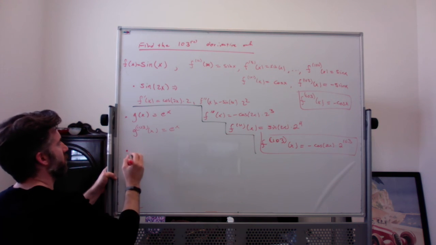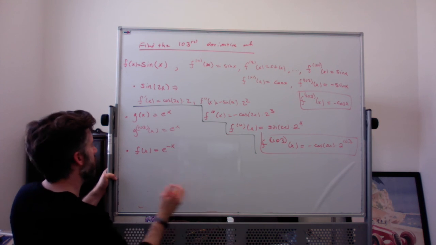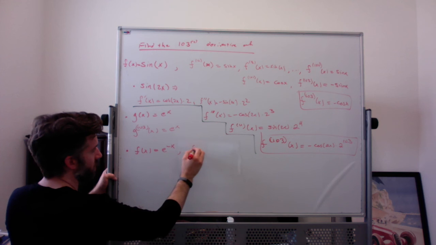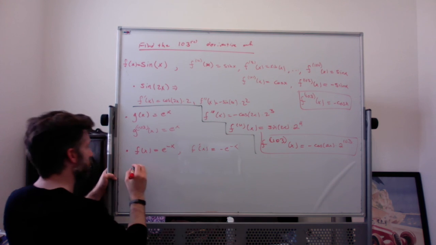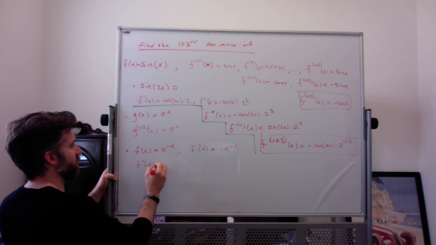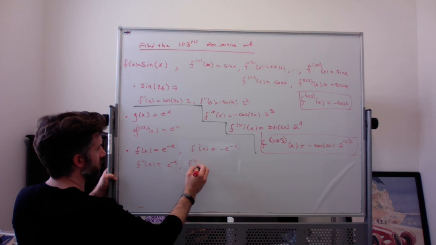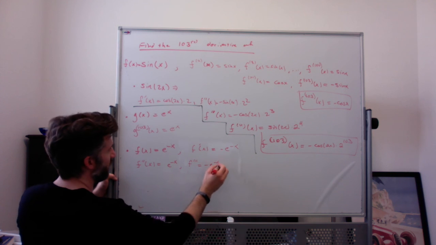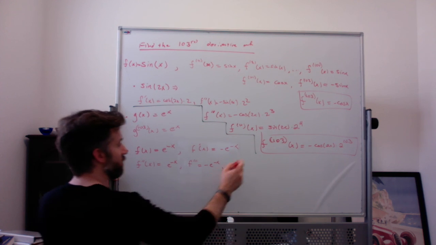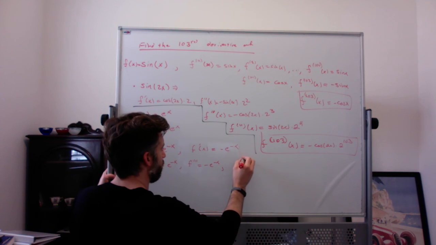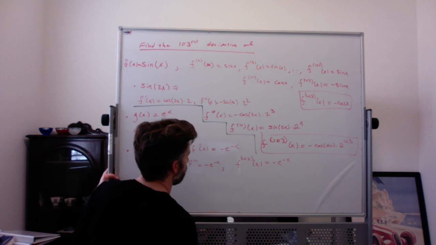Okay. For f of x equal to e to the negative x, well, let's see. We know they alternate. The first derivative is negative e to the negative x. The second derivative is positive e to the negative x. The third derivative is negative. So it looks like every even derivative is positive, every odd derivative is negative. So I know that the 103rd derivative, which is an odd derivative, should be negative e to the negative x.